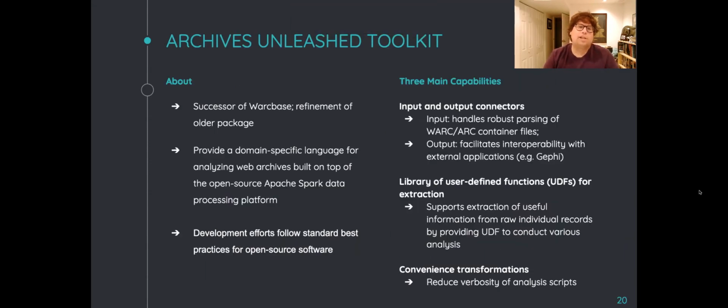Now we realized the FEAV cycle through the Archives Unleashed toolkit, which I've mentioned before. Crucially, the Archives Unleashed toolkit provides a domain-specific language for analyzing web archives built on top of the open source Apache Spark data processing platform. And it's a best practiced open source software thing. You can check us out on GitHub. It has three main capabilities.